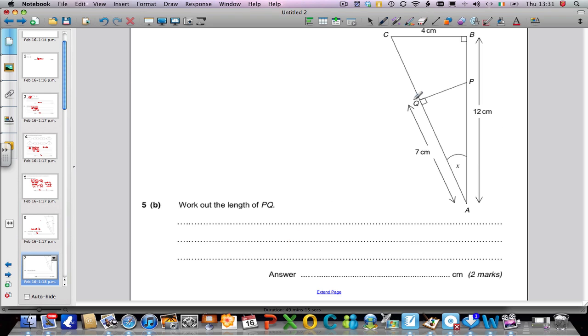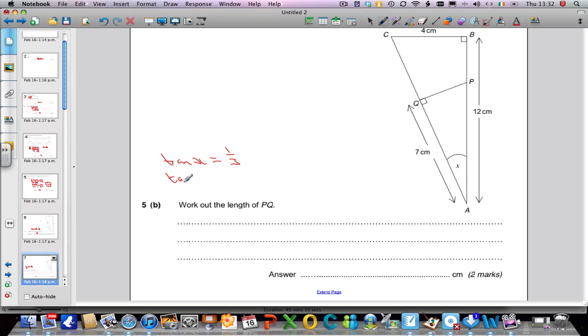And the next part, we're asked to work out the length of PQ. Right. So what do we know already? We know that using the big triangle, the whole triangle, tan of x equals 1 over 3. So we worked it out from the previous part. But what if I use the tan for this angle?